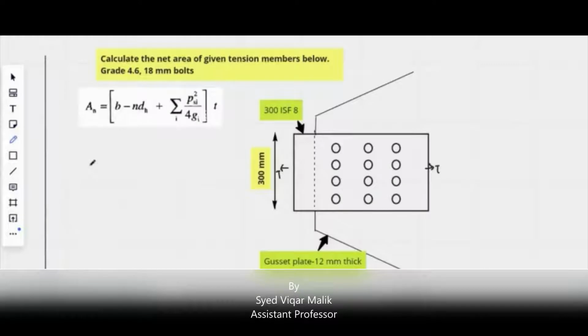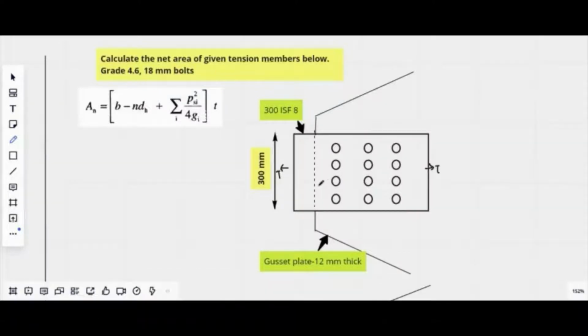In this topic, we are going to calculate the net area of given tension members. Let us consider a case where an ISF 300 width and 8 thick flat is connected to a 12 thick gusset plate. The type of bolting, first let us assume as chain bolting, carrying 4 bolts in a row, having a grade 4.6 and diameter 18 mm.